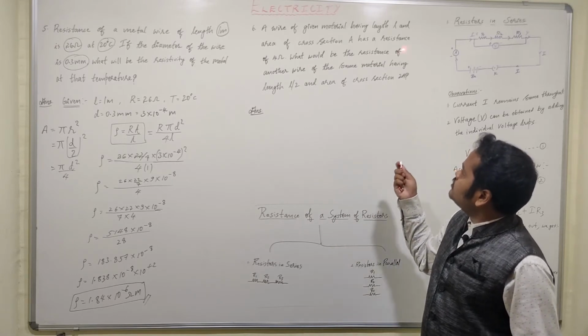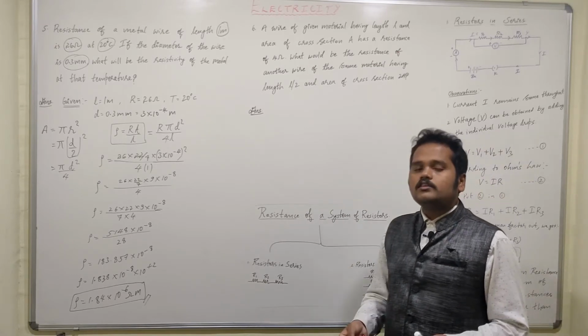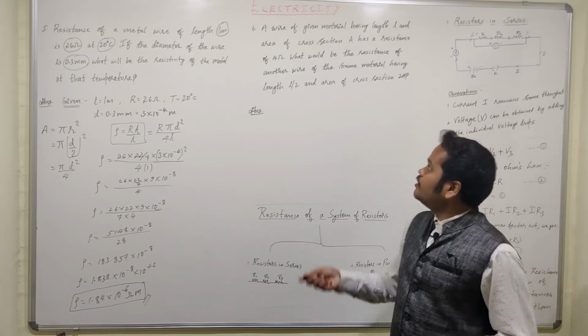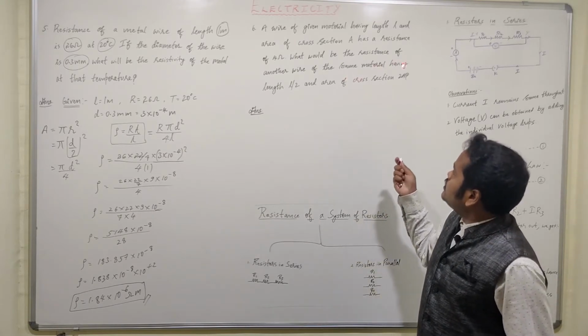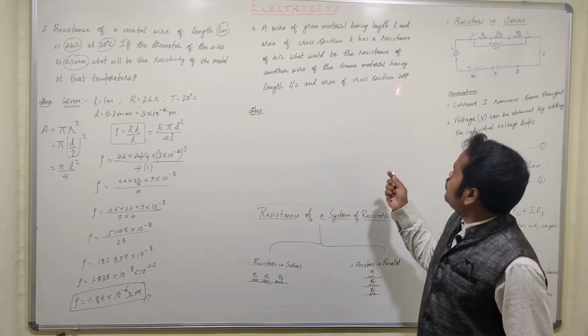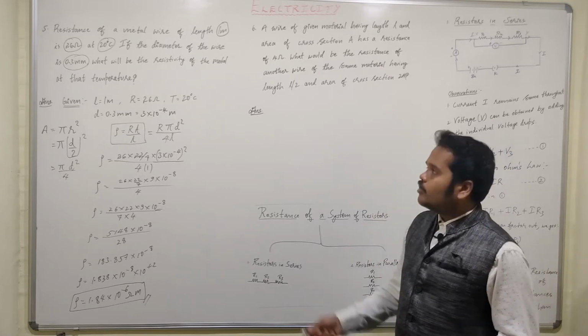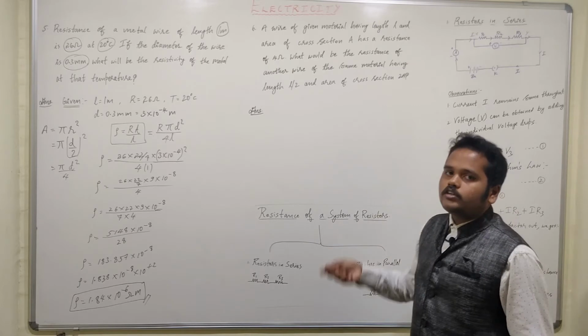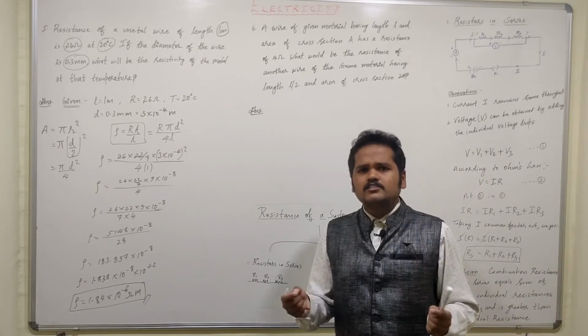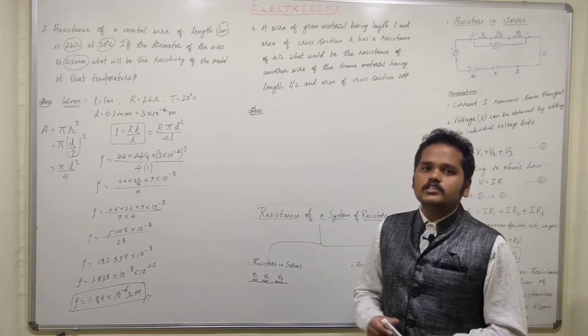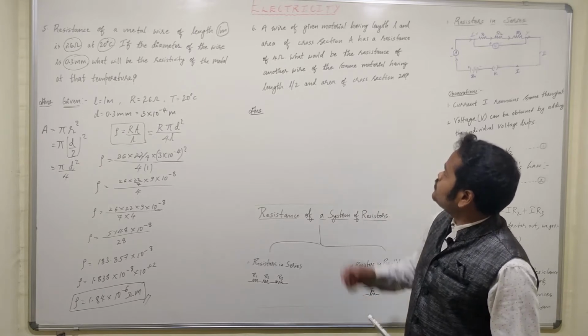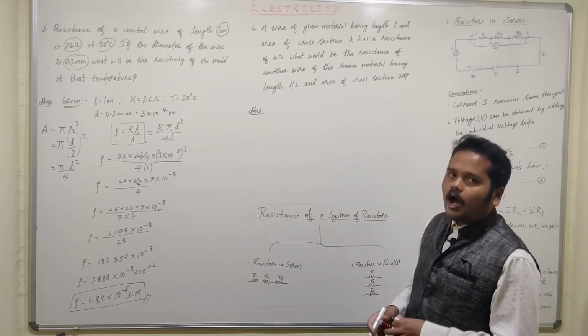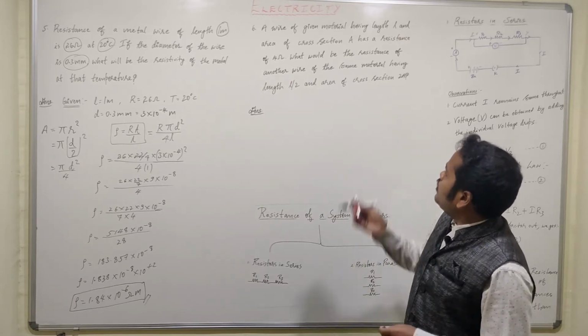What would be the resistance of another wire? So they are asking the resistance of another wire of the same material having length L by 2, double the area. So the length is halved, the area is doubled. What is the resistance of another similar wire? So let us first look into resistance R. So they are given R.